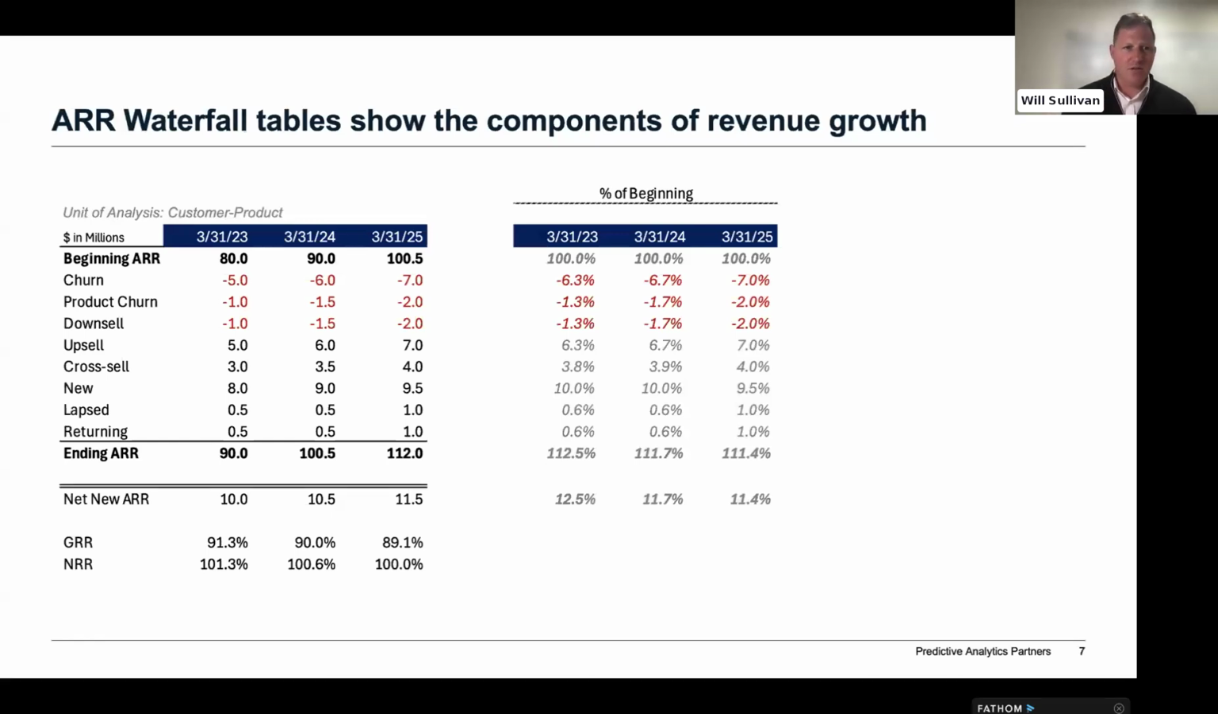All right, back to the table. Let's walk through the components of revenue growth and how this table shows them to us. Now, there's a whole bunch going on here, so let's make it simple. When you look at the beginning ARR plus churn, product churn, downsell, upsell, and cross-sell, we get this net retention rate, excuse me, organic growth.